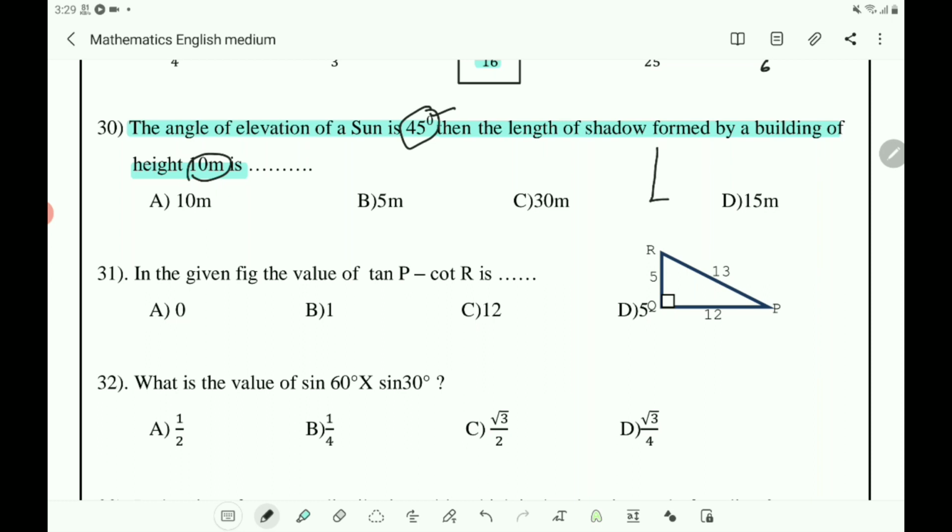So here let us observe the rough sketch. Angle of elevation is 45 degree, so the other angle must be 45 because the third is 90. Building of height 10 meter, so the length of the shadow is also 10 meter. So note down the answer, option A.